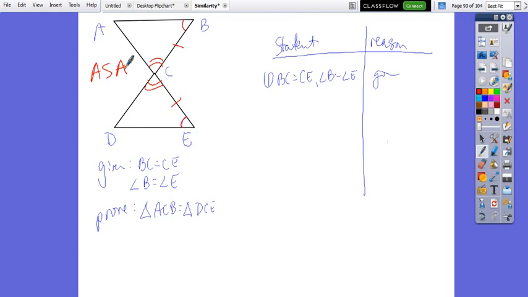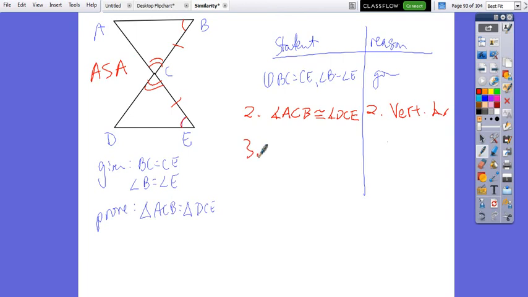So now let's write it down. They already have the given up here, so we don't have to do that. All we have to do is say in step 2 that angle ACB is congruent to angle, how would you say it? What is this? DCE, good. Angle DCE. And they are congruent because of what, Lacey? You said it. Why are these congruent? Vertical angles.